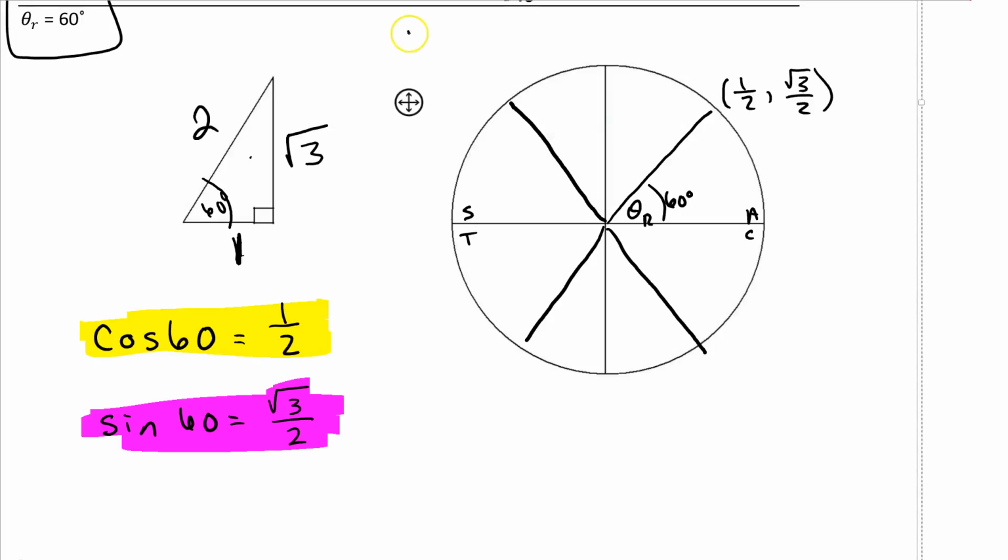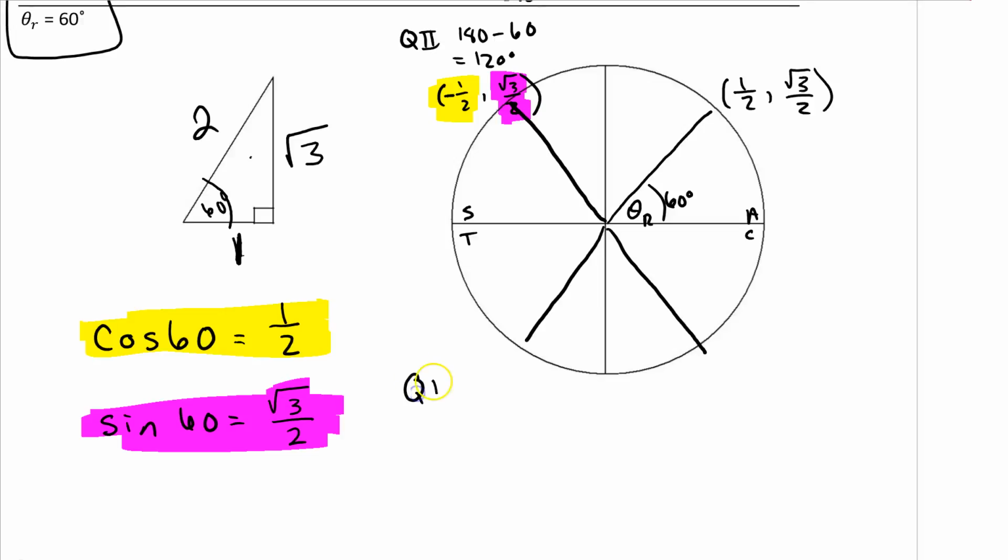Now this one right here in quadrant 2, the related angle is going to be 180 minus 60, which is 120 degrees. And we know that the number bits are going to be 1/2 comma root 3 over 2. But only sine is positive, so we're going to have negative 1/2 for our cosine of 120. So cosine of 120 is negative 1/2. Sine of 120 is root 3 over 2.